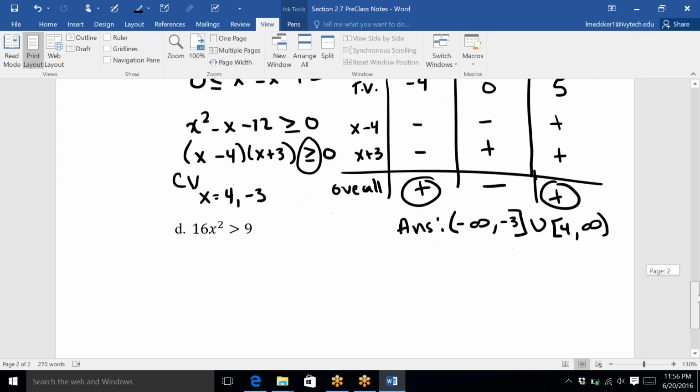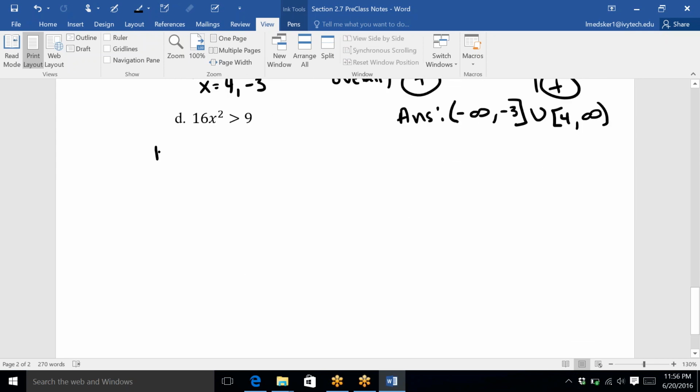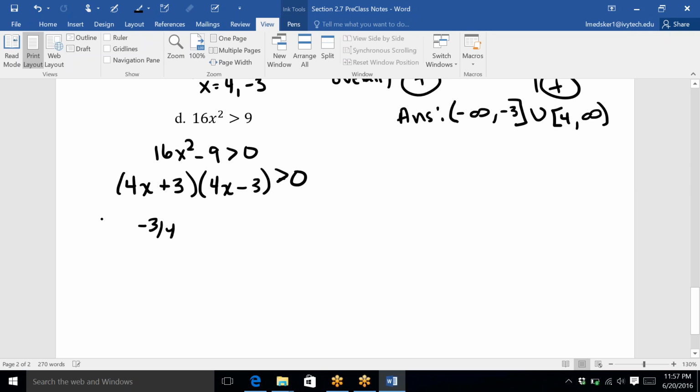Okay, we have one more on the pre-notes. Move this over so that you have 9 over with the 16. So this is perfect squares. The square root of 16 is 4, the square root of 9 is 3. So one case we write it with a plus, one case we write it with a minus. We still have greater than 0, not equal to. This would be negative 3/4 for a critical value because you would subtract 3 and then divide by 4. And this one would be positive 3/4.